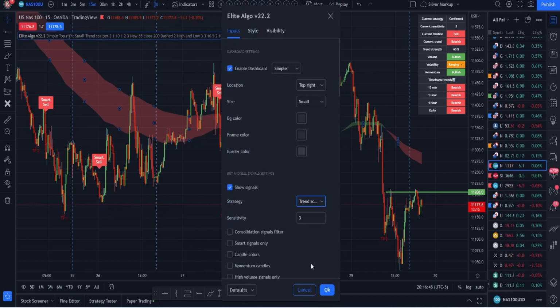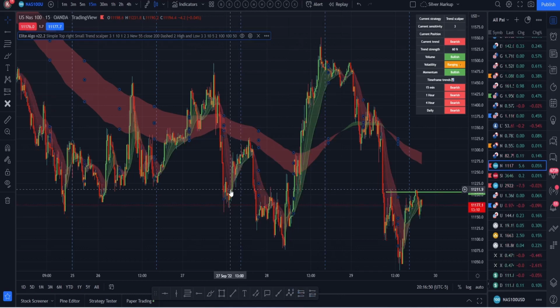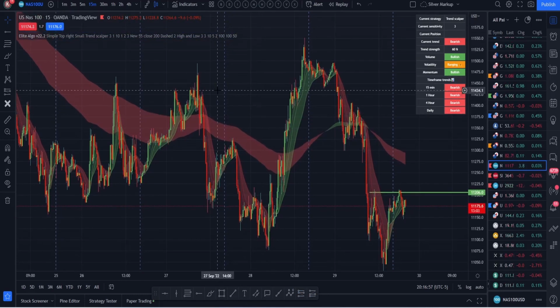Then you have what's called Trend Scalper. Trend Scalper is one that focuses more on the momentum of the markets. So I like to use Trend Scalper to confirm an entry for a bigger position.